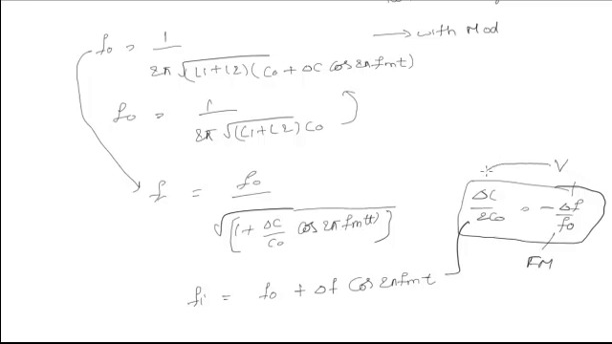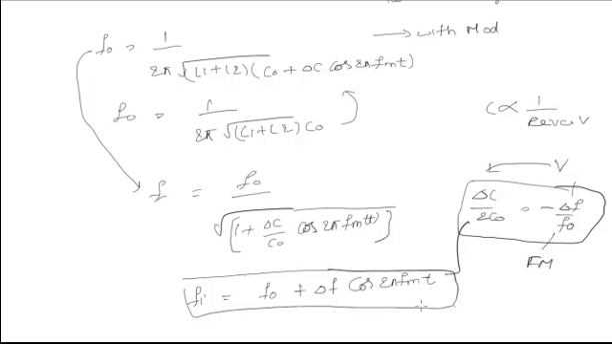When voltage varies, capacitance also varies following the relation C is directly proportional to 1 by reverse voltage, as we have already discussed. So finally we have an equation for instantaneous frequency as Fi equal to f0 plus delta f cos 2 pi fmt. This is the equation for the frequency modulated wave. Since this equation is satisfied, we can obtain different frequency modulated waves using this direct method.